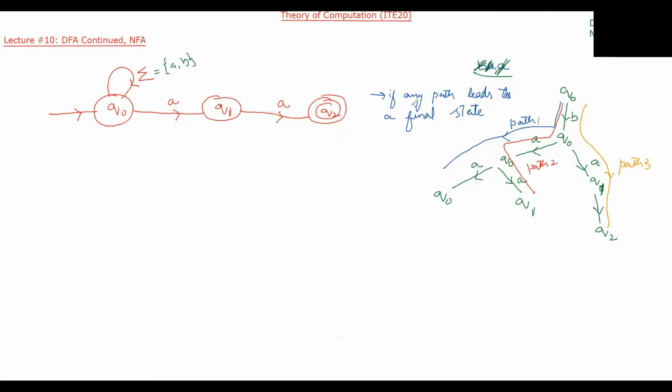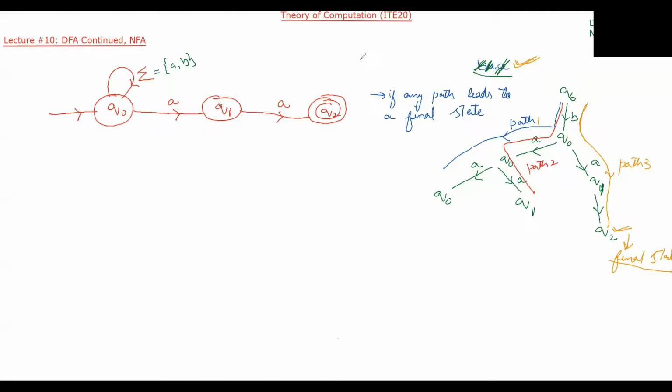And what I am saying is that if any path leads to a final state, we say that the NFA accepts the string. You can see that this particular path, path 3, leads to this state, and this particular state is a final state. So since there is one path that leads to a final state, this particular automata accepts this particular string.